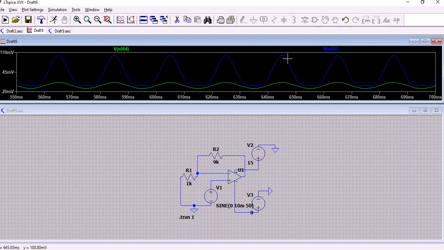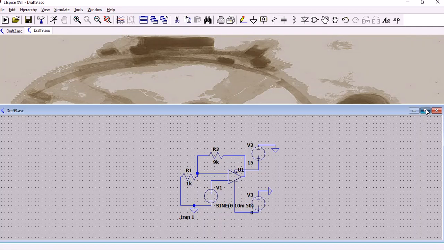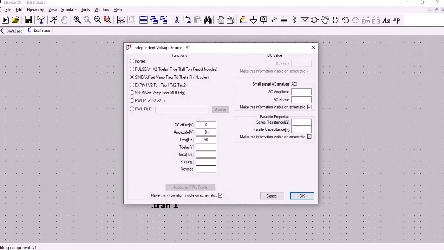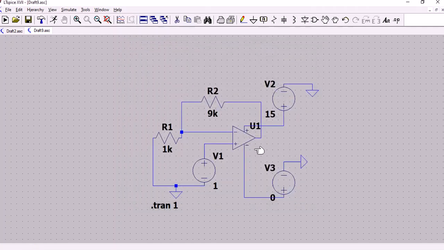Here we can clearly see that input and output voltage are in the same phase, because the gain of a non-inverting amplifier is positive. Hence, they are in the same phase. Now, let's make a change in the input signal. I am changing my input signal from a sine wave to a DC value of 1 volt. So, this is my circuit now. Now I am going to run my circuit in this position.